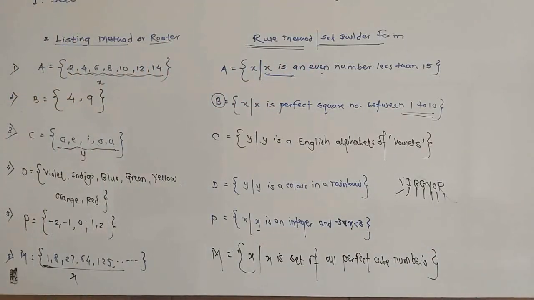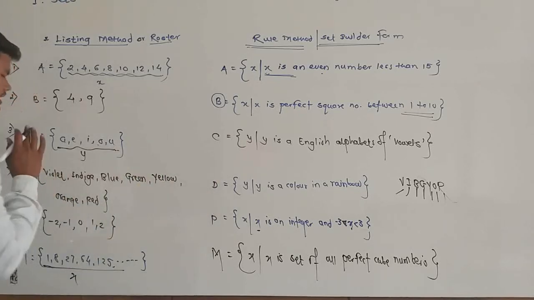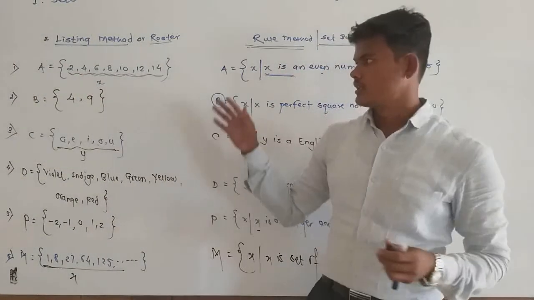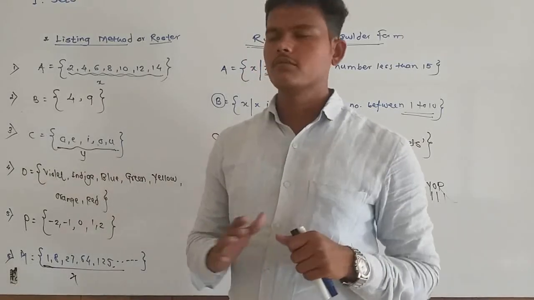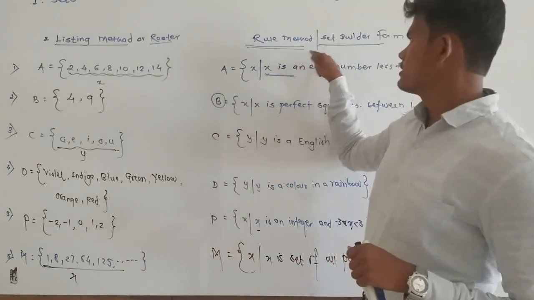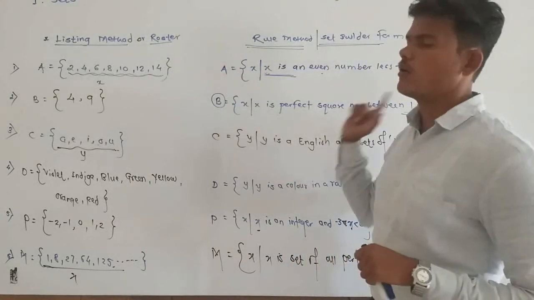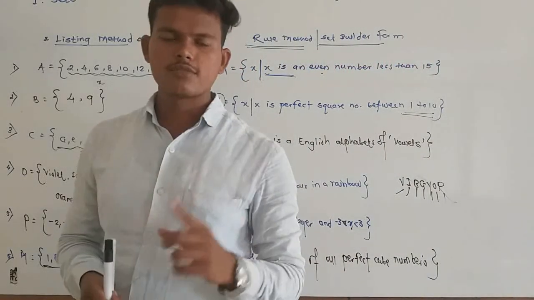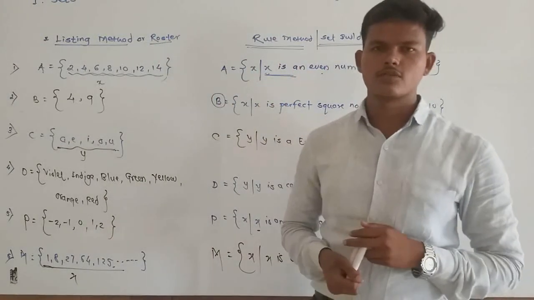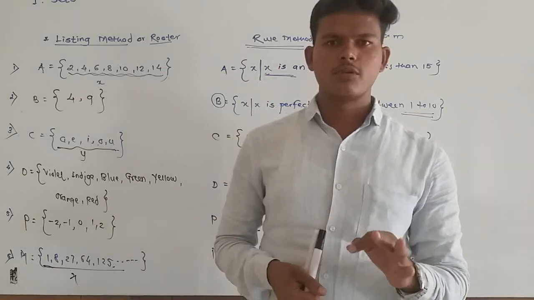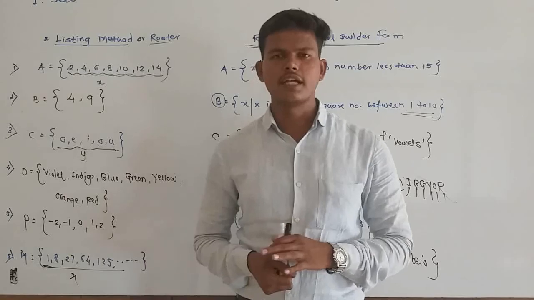This is how we write listing method examples by using rule method, and rule method examples by using listing method. Okay. And one more last thing: we have now completed how to write a set by using listing method, which is also called roster form, and rule method, which is also known as set builder form. In the next lecture, we are going to discuss the first practice set of our chapter, that is 1.1. So till tomorrow, the more important thing is stay home, stay safe, and keep practicing.